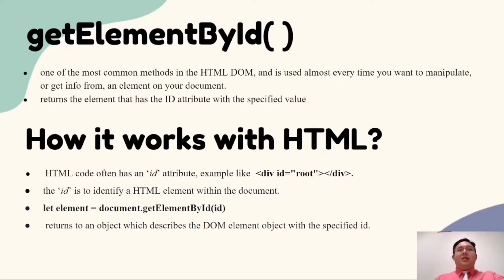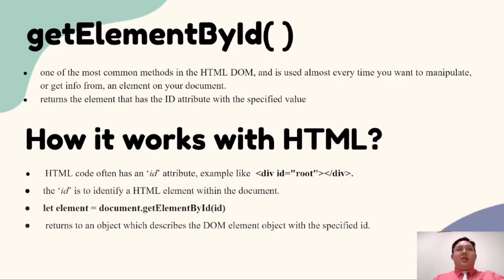First, the getElementById method returns the element that has the ID attribute with the specified value. This method is one of the most common methods in HTML and is used almost every time you want to manipulate or get info from an element on your document. So, how does it work together with the HTML?